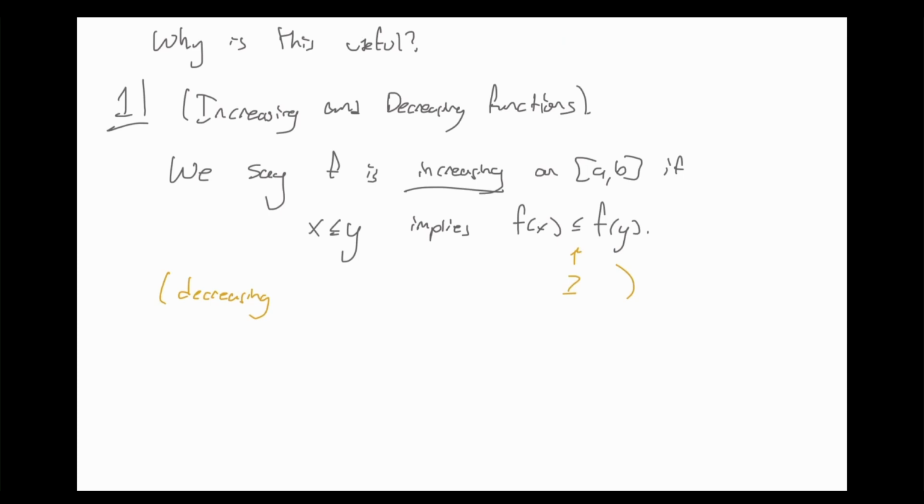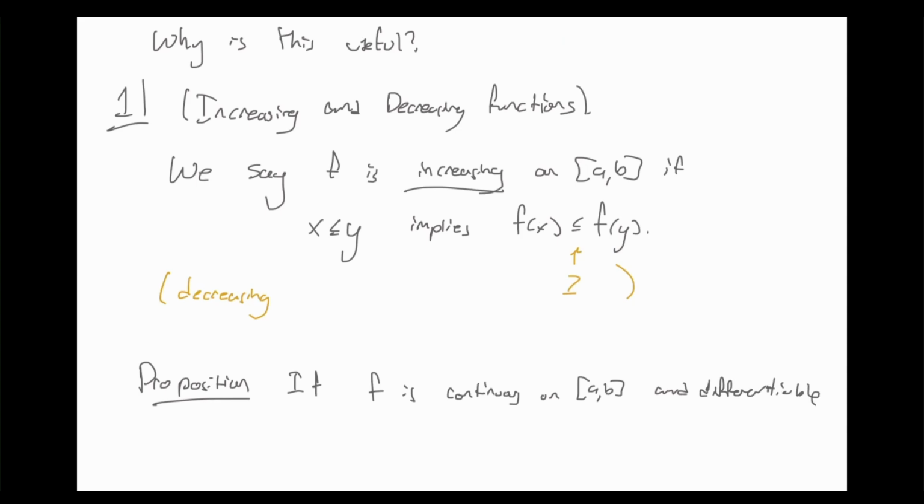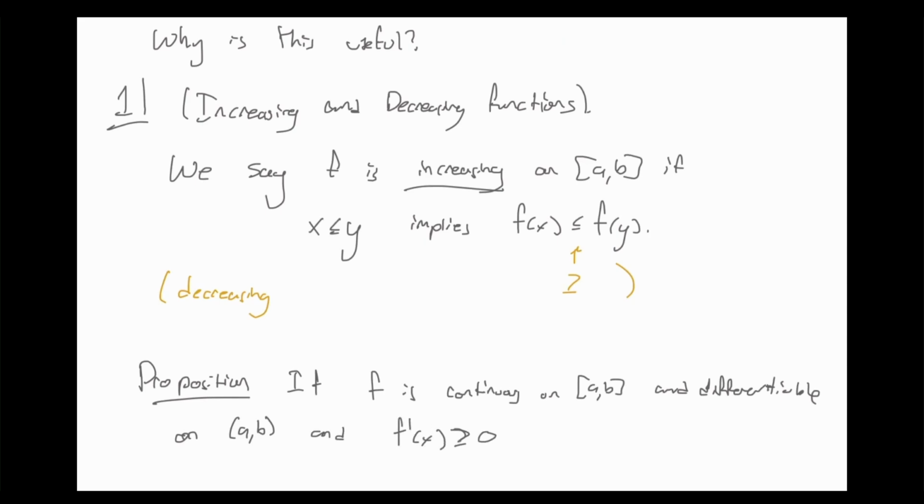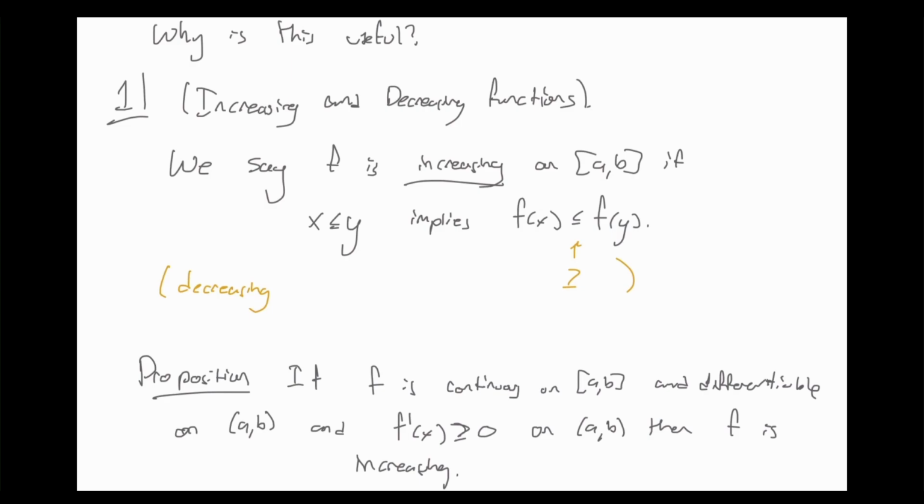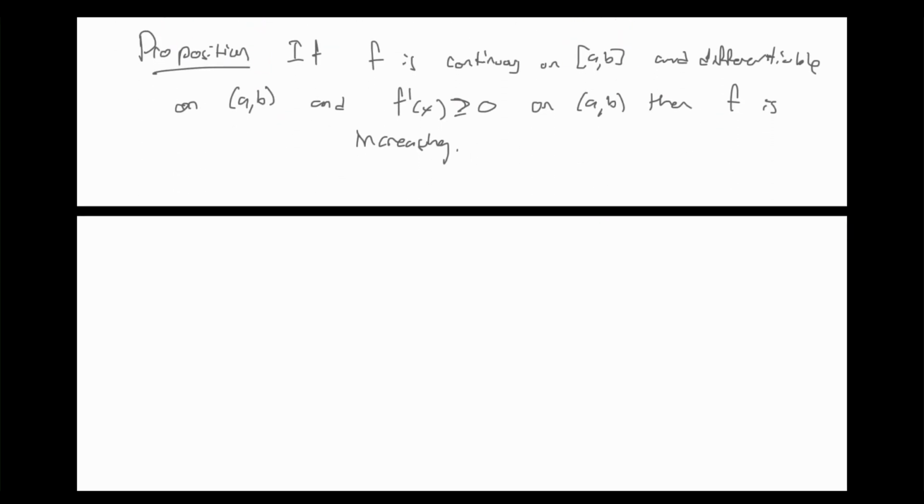Okay, so you might have learned from your calculus class that we can check for increasingness with the derivative. I'm going to record this as a proposition. So this proposition is that if f is continuous on the closed interval a to b and differentiable on the open interval a to b, and its derivative is always positive or zero, or always non-negative on this interval a to b, then f is an increasing function. f is increasing on this interval.